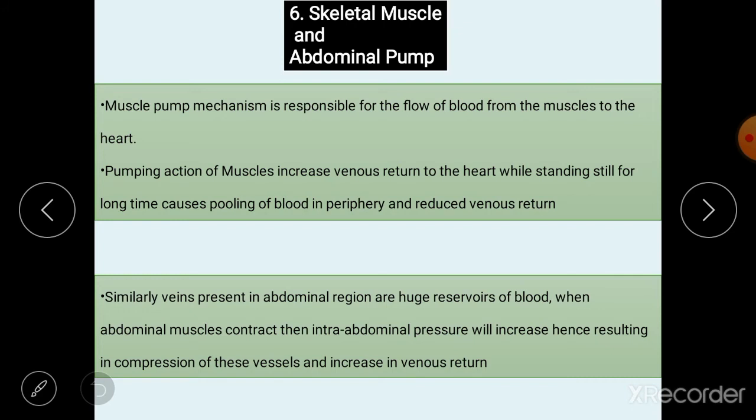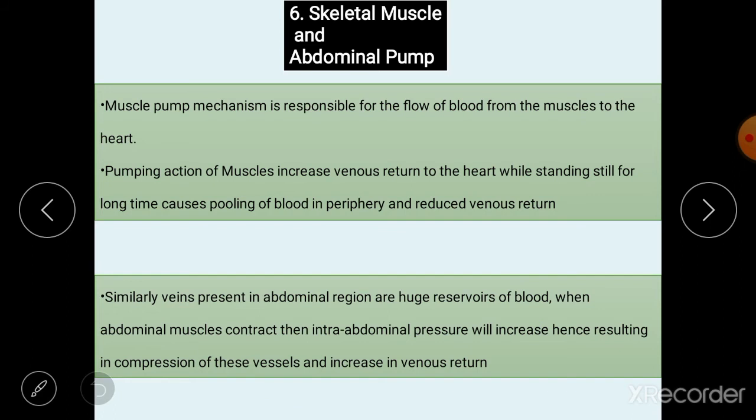There are huge reservoirs of blood present within your abdomen. For example, the blood vessels of your GIT, your gastrointestinal tract, have large quantities of blood. The spleen, which is present in your abdomen, has large quantities of blood. Your liver has large quantities of blood. So whenever you squeeze your abdominal muscles, especially during heavy breathing or during exercise, the blood is squeezed from these organs and pushed back towards your heart.